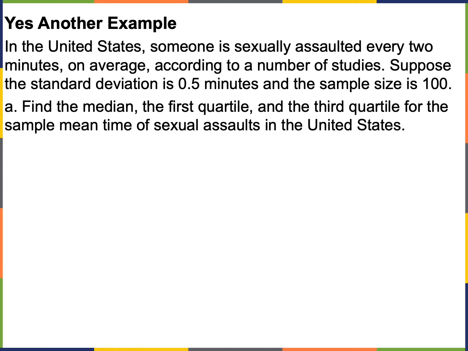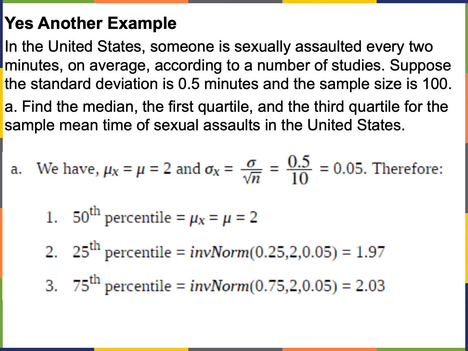So as you're reading a problem, you need to make sure that you're aware of what it's giving you. So sample size, standard deviation right here, and then 2 minutes on average. So that gives you the mean. So let's find the median, first quartile, and the third quartile, okay? In order to do this, you need to remember that the median is the same as the mean, so it's 2.